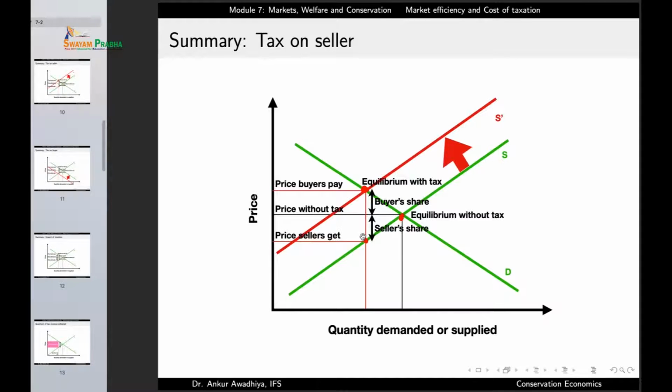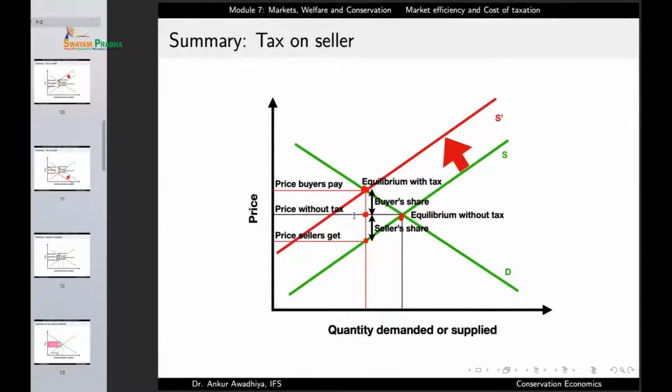Now, out of these 50 paise, the sellers are paying a share that is given by the difference between the original price that they were getting and the new price that they are getting. And the buyer's share is given by the new price that the buyers are paying minus the old price that they were paying. Which means that even if we have imposed a tax only on the sellers, even then the tax gets distributed between the buyer and the seller. So that is a key point to remember. And the buyer's share is given by this amount and the seller's share is given by this amount.